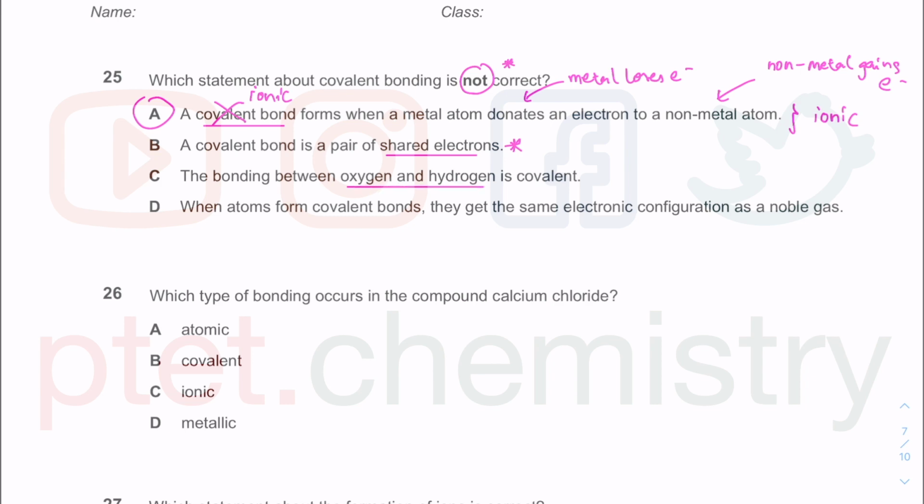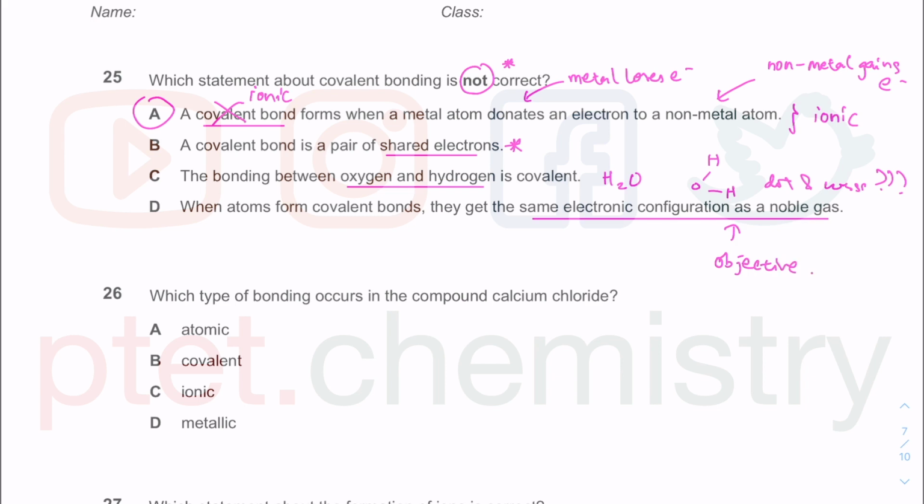Oxygen and hydrogen give you H2O, which of course you know how to draw the dot and cross. That is your case study as part of your exercise, your notes, your syllabus, as well as coming out in various test questions. When atoms form covalent bonds they get the same electronic configuration as a noble gas. This is the objective.